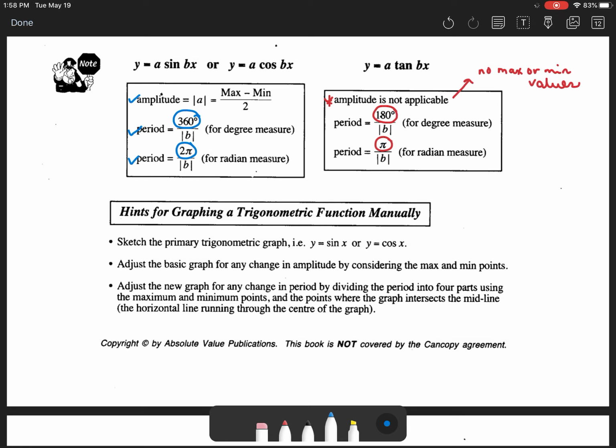So, hints for graphing a trig function manually. When you're given a question and they ask you to graph it without a calculator, here's what you do. You sketch the primary function first, so most likely sine or cos. Adjust the basic graph for any amplitude.